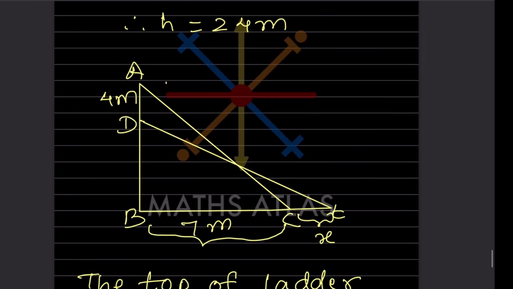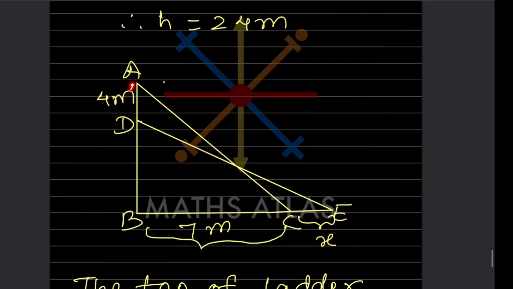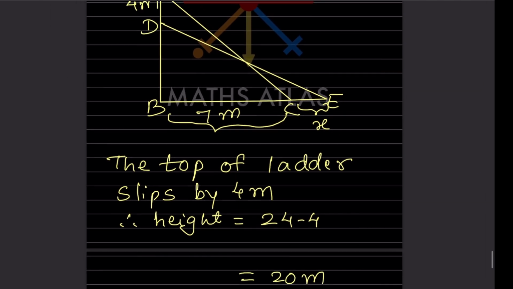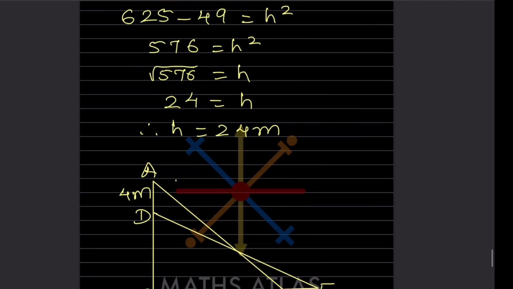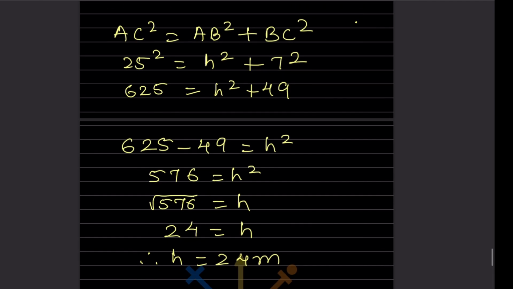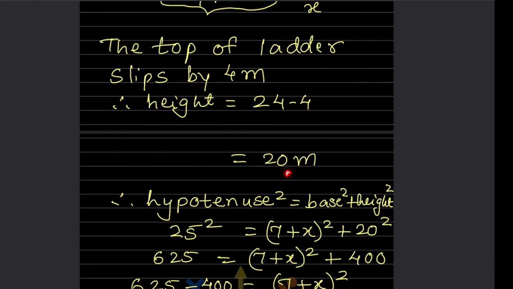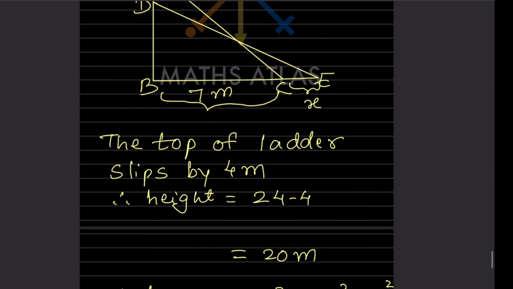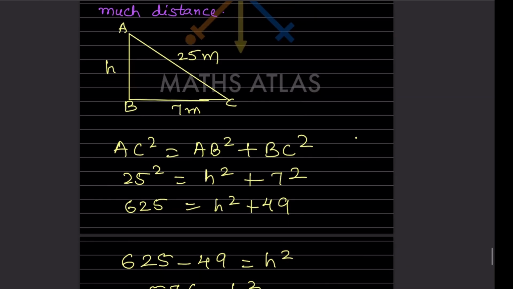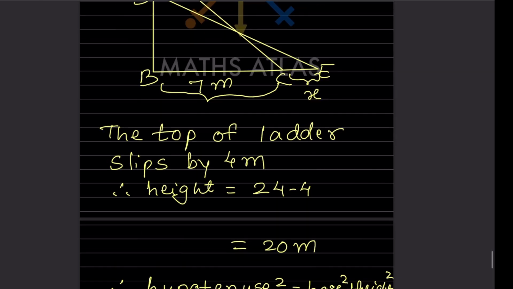So here, this part BC is 7 meter. From C to, let us consider this as E, from C to E let us consider this X, and this is 4 meter, which it slips. So now the top of the ladder slips by 4 meter, means the height that was given here, 24 meter, from 24 you subtract 4, that means you get 20. So hypotenuse square is the base square plus the height square. So 25 square, because the hypotenuse is 25, so this also should be 25.